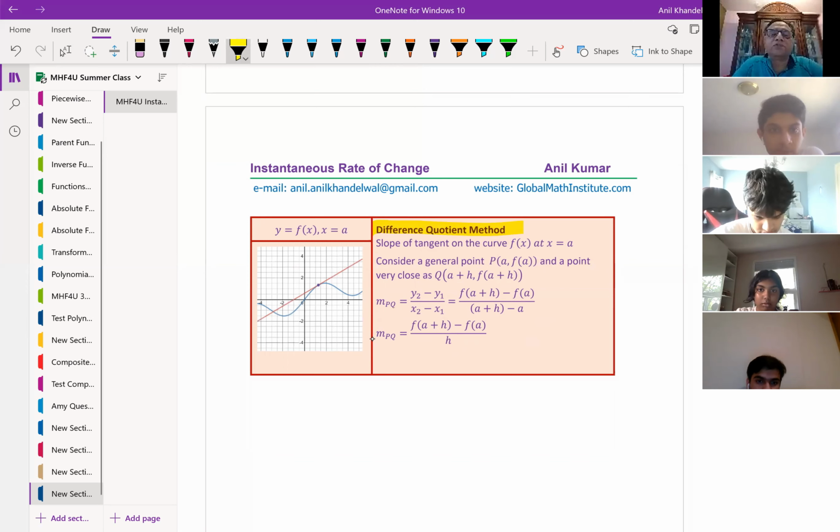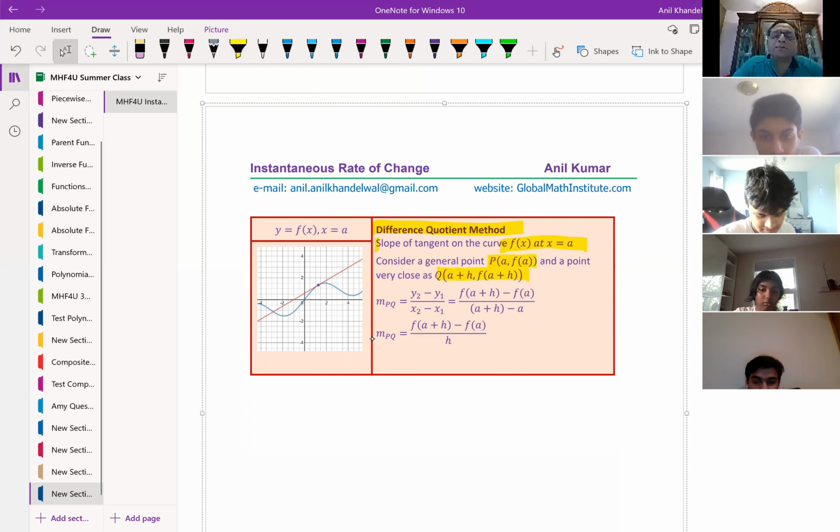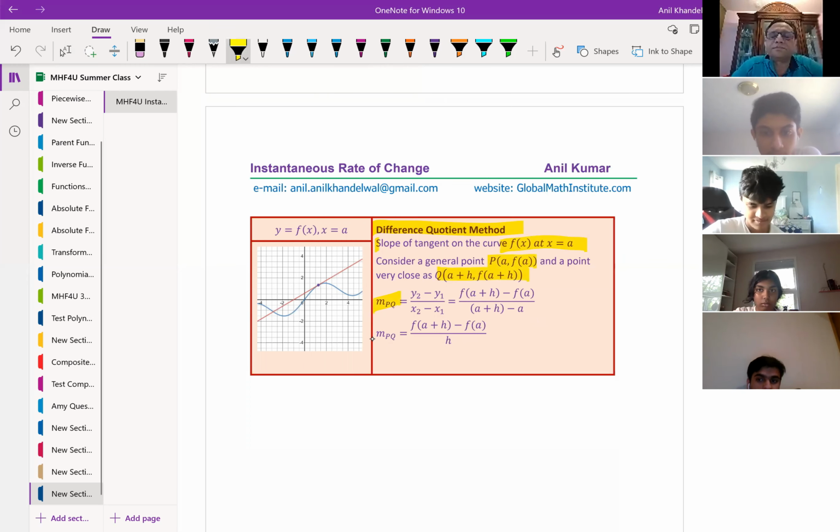Akshit, can you please read what's written here? Slope of the tangent on the curve f of x at x equals a. Consider a general point P (a, f of a) and a point very close as Q (a plus h, f of a plus h). The slope of PQ would just be y2 minus y1 over x2 minus x1. So f of a plus h minus f of a over a plus h minus a. And that would evaluate to f of a plus h minus f of a over h. Is that clear to everyone?